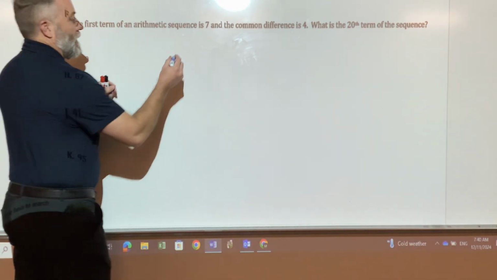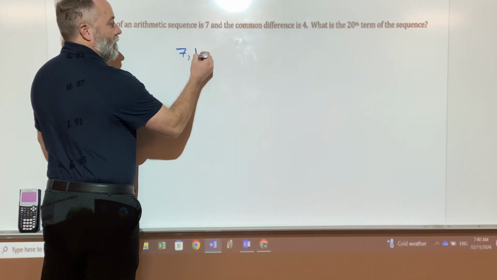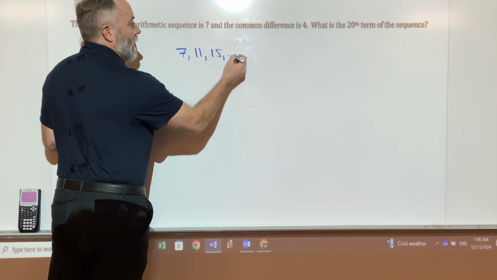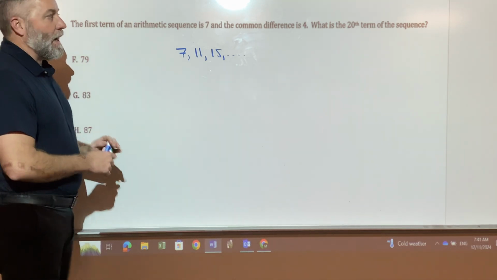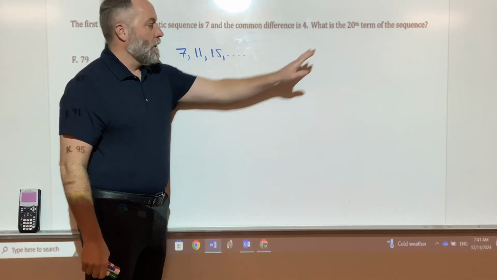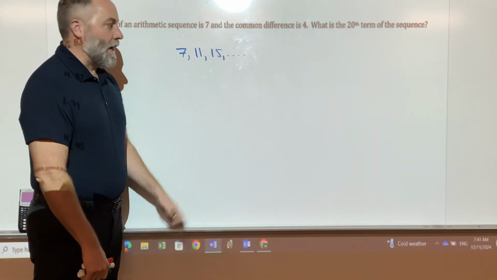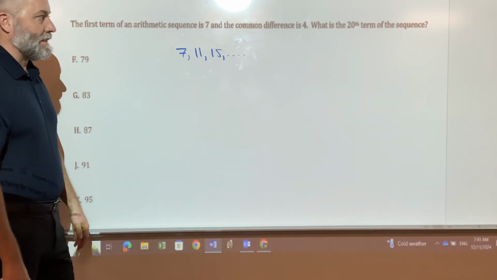So it's going to look something like this. 7, and then if we added 4 to 7, it would be 11. If we added 4 to 11, it would be 15, and that keeps going. Okay? And we're asked to find the 20th term. So we could do that, add 4, 17 more times, and we would be at the 20th term. That wouldn't be too difficult, but it might take us some time.